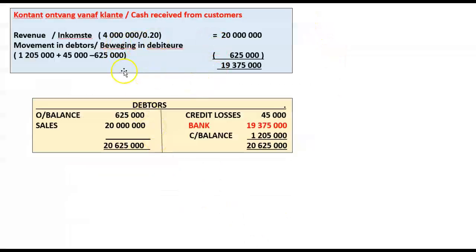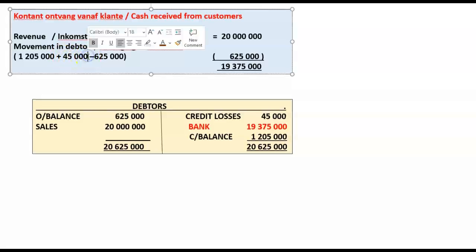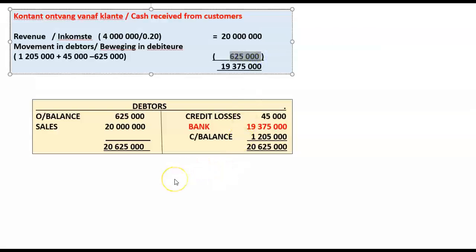So there are two ways that you can do that. You can either say, well, our closing balance is 1,205, our opening balance is 625,000, but from that 625,000 we haven't received 45,000. So therefore 1,205 plus 45, that is what the balance on that account would have been if it wasn't for credit losses, less 625, and that also gives you 625, which is then an increase in debtors, i.e. an outflow of cash.